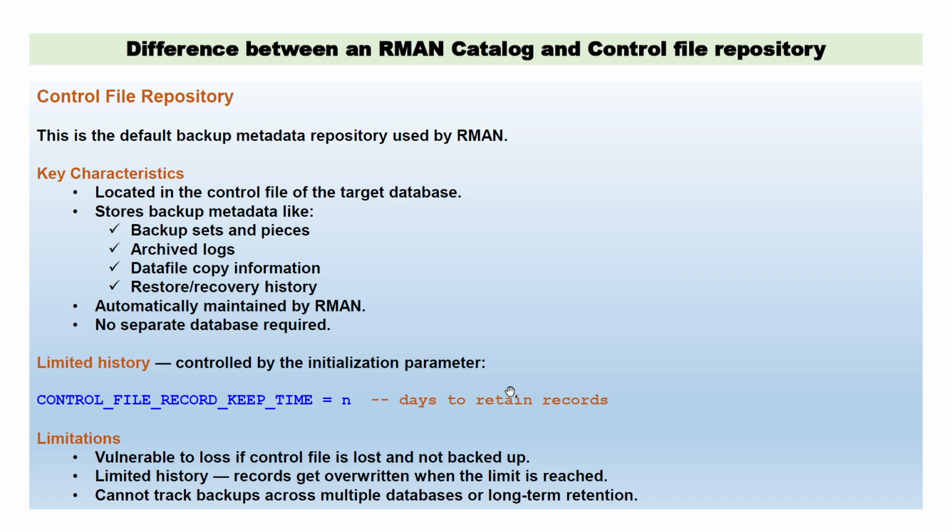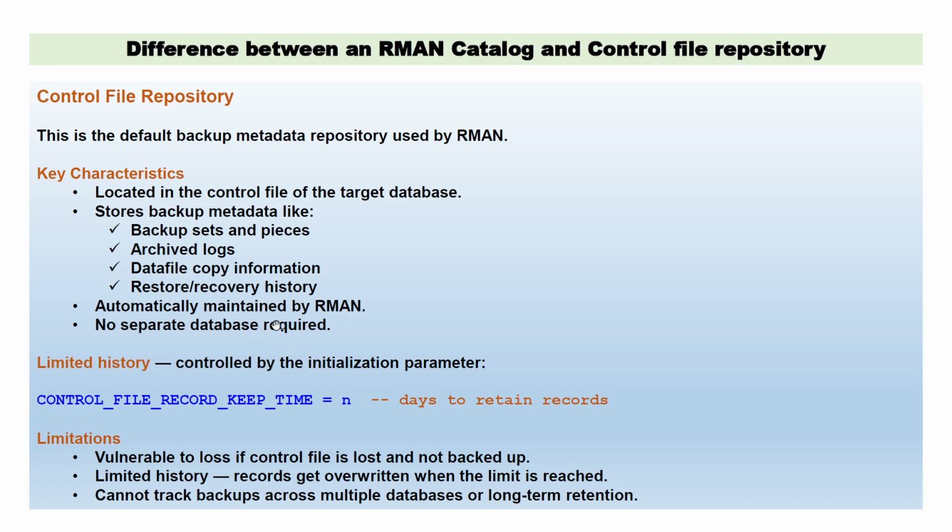Now, the difference between an RMAN recovery catalog and the control file repository. The control file repository is the default backup metadata repository used by RMAN. Key characteristics: it is located in the current control file of the target database, and stores backup metadata like backup sets and pieces, archive logs, datafile copy information, and restore and recovery history. So if you don't use the RMAN catalog, by default RMAN will store the information about your backups in the control file. It is automatically maintained by RMAN. You don't have to do anything.